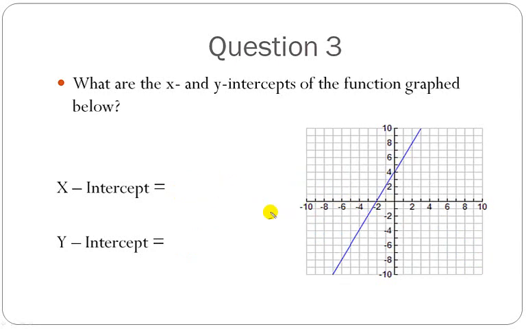Okay, this problem is the same as the one before. They just want us to find the x and y intercept of the function graph below. Okay, so I see the y-intercept, and it's at the point 0, 4. It's my y-axis, my x-axis. My x-intercept I see right here at negative 2, and that point is negative 2, 0.